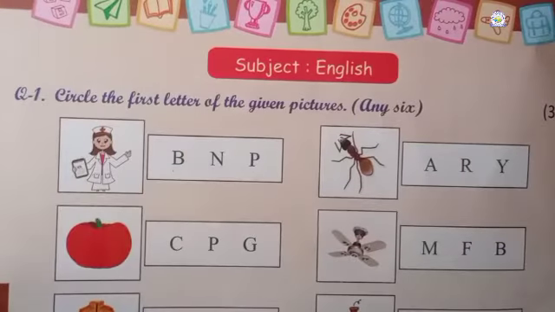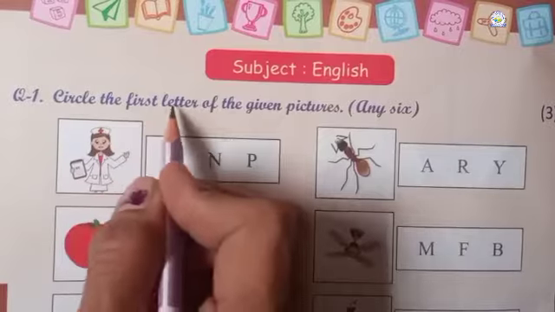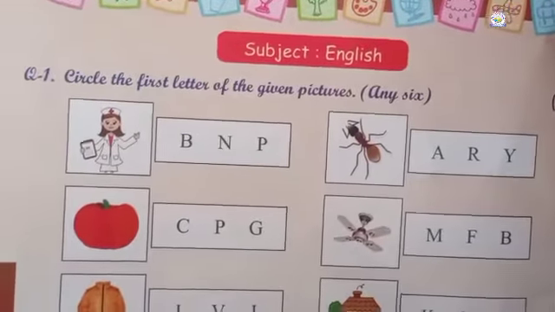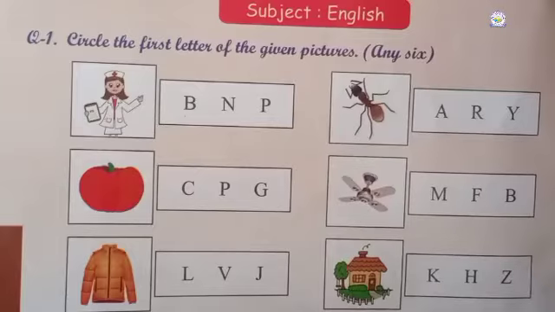Students, today we are going to learn English assignment. Our topic is circle the first letter of the given pictures. Here are some pictures. We have to circle the correct letter.